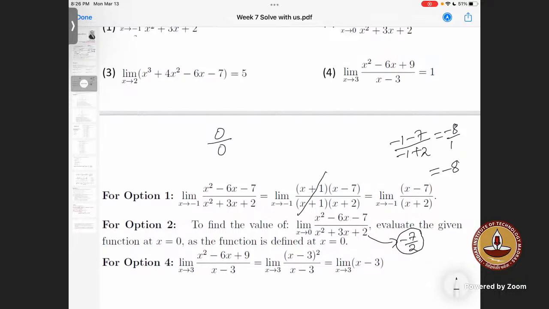And the fourth one again is 0 by 0 form. You could see here, x square minus 6x plus 9, I can write it as x minus 3 whole square by x minus 3. I cancel one factor, so I will be left with the limit as x tends to 3 of x minus 3. So just put the value of 3. The limit should be 3 minus 3, which is 0. But the value given here is 1, so that option is not correct.